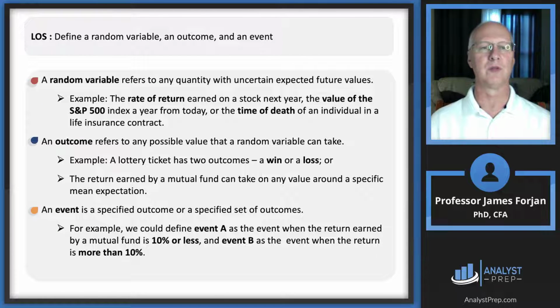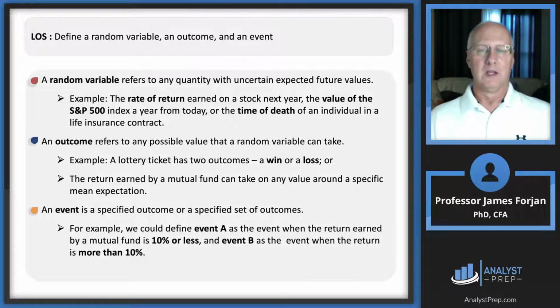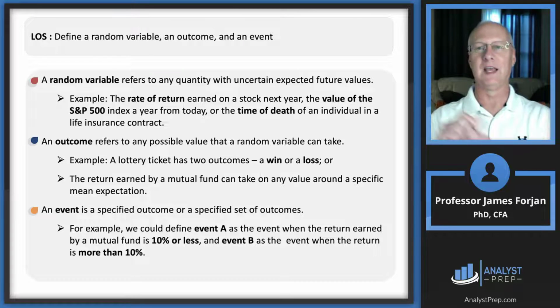So let's go ahead and start with this relatively straightforward definition in the first LOS. A random variable refers to any quantity with uncertain expected future values. Now, this is what I was saying earlier in the introduction. Rate of return earned on a stock next year, value of some kind of an index, or the time of death. So random variables, remember, and I always think of a random variable using that Excel random function. If you hit that and you hit enter, any number can show up in that particular cell. That's what a random variable is.